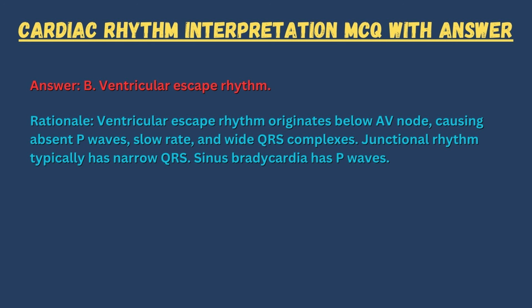Answer: B. Ventricular escape rhythm. Rationale: ventricular escape rhythm originates below the AV node, causing absent P waves, slow rate, and wide QRS complexes. Junctional rhythm typically has a narrow QRS. Sinus bradycardia has P waves.